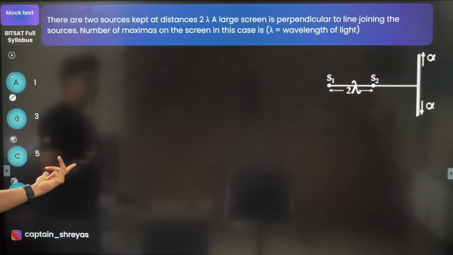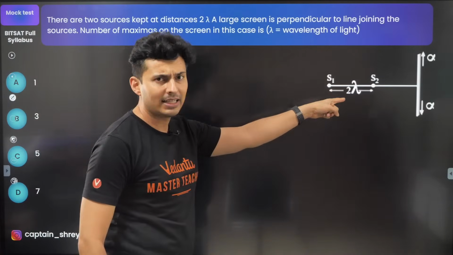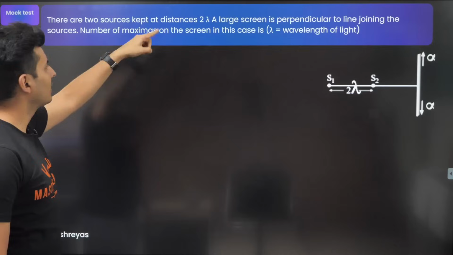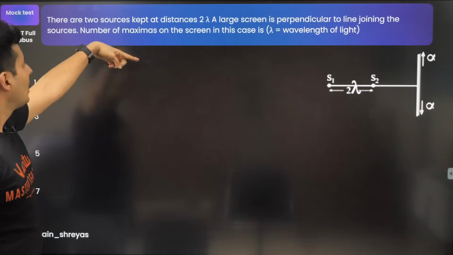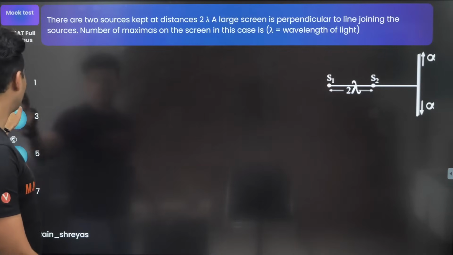Moving on, next question. We have two sources separated by 2 lambda wavelength. There is a large screen over there, perpendicular. How many maximas do you get on the screen? Interesting. Let's try this out.